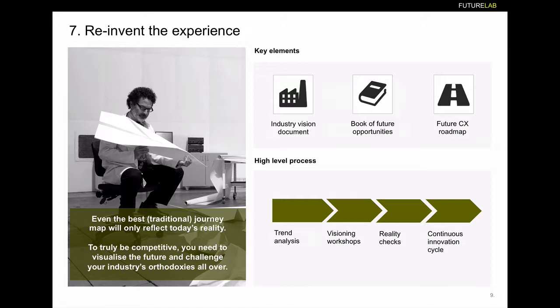customer journey management work that's been done, and actually saying, okay, now let's take a 5-year or 10-year horizon and see what happens to the industry and how we will respond to that. See what happens to customers and how we will respond to that.